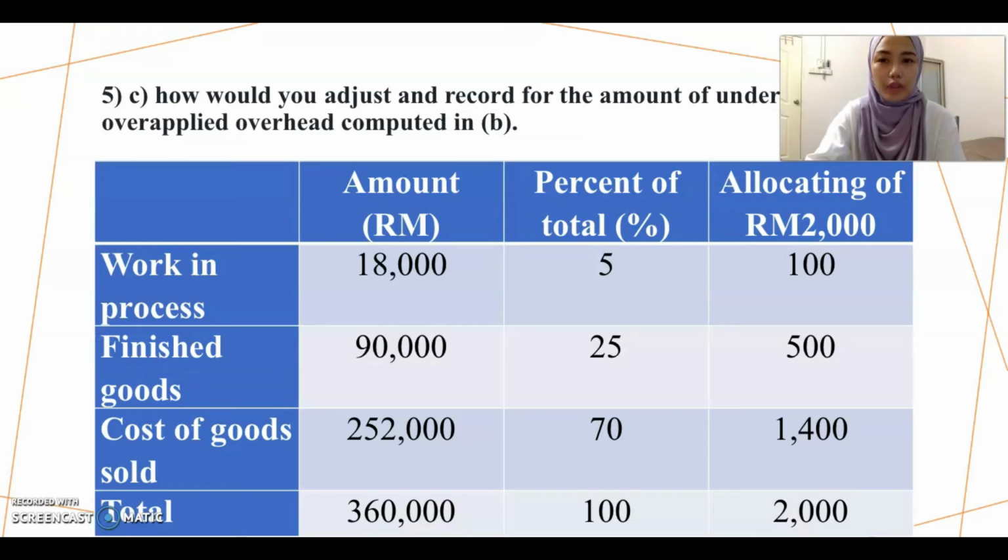For question 5c, how could you adjust and record for the amount of under-applied or over-applied overhead computed in B? The company will adjust the amount by allocating the 2,000: to ending work in process 100 ringgit, for finished goods 500 ringgit, and for cost of goods sold 1,400.